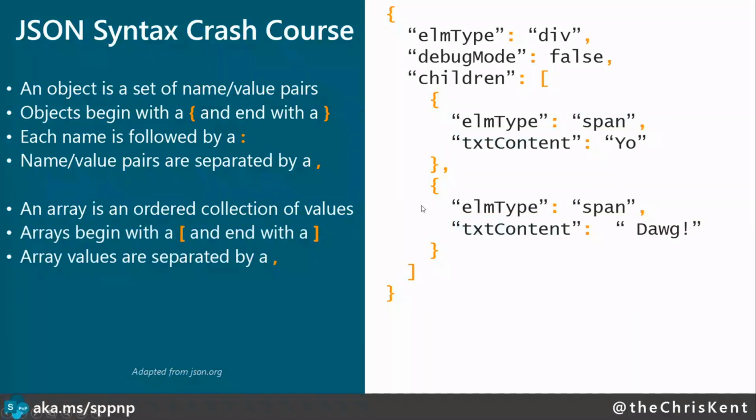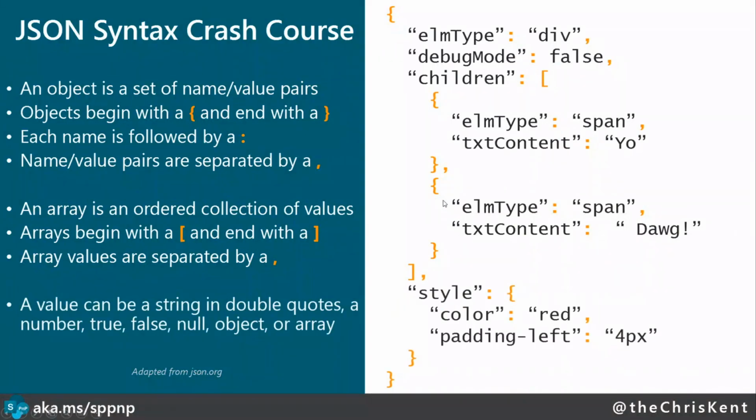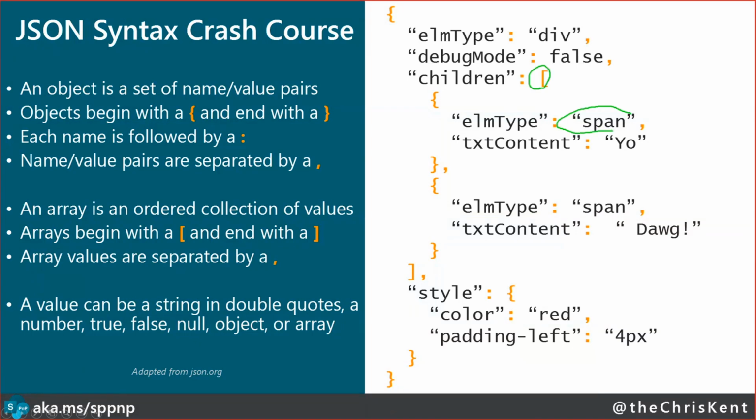Values, again, are separated by that comma. And then a value can be anything, right? Almost, right? It can be an array, like up here. Right, we've got an array. It can be a direct string within quotes. Right, you can put a number. You can put true or false, like in the debug mode, or you can put whole objects inside here, like in style. Woo! So now everybody here knows JSON.